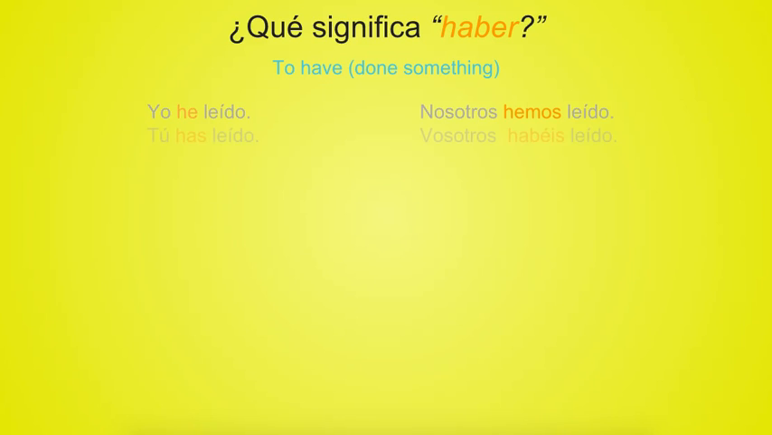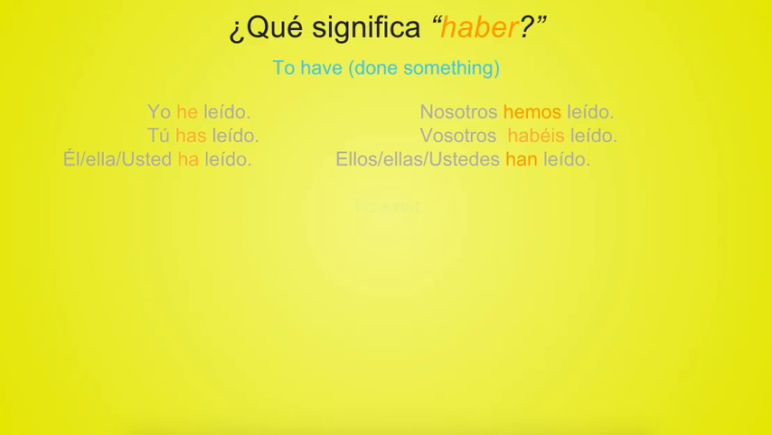You'll recognize these 6 conjugations of the verb haber from the last lesson over the present perfect tense. And so remember these, in these examples, the verb haber is used with the past participle leído coming from the verb leer. So this is saying, I have read, you have read, he or she has read, etc.